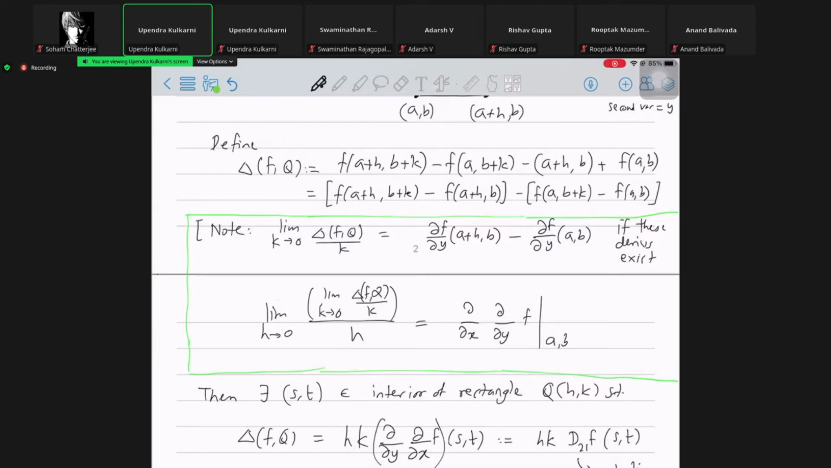Okay, so let's write this down. The second limit that I'm calculating: I should take this quantity delta FQ, the 4-term expression, and divide that by H and K. Then take the limits as H and K approach 0 in the appropriate order. So first I take the limit as K approaches 0, and then I take the limit as H approaches 0. All right, so let's do this.